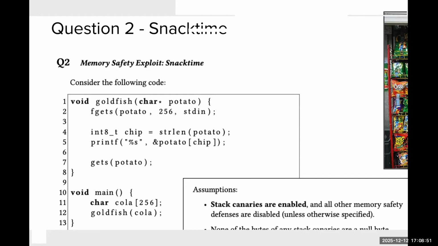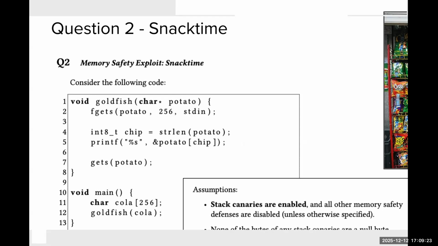Okay, cool. So here we have a code snippet. We have 2 functions. We have a main function at the bottom, which defines a 256 byte long character array, and then calls goldfish, another function. Goldfish takes in a character array as input. It calls fgets, which reads from standard input. It reads 256 bytes and then puts it into potato.